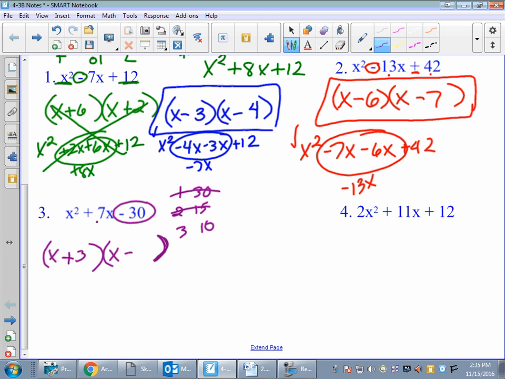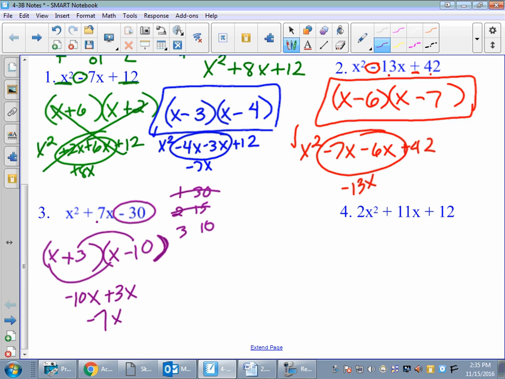I put my positive 3 here and my negative 10 here. That gives me negative 30. This gives me my x squared. When I do my inner and outer, I get a negative 10x and a positive 3x. That leaves me with negative 7x.